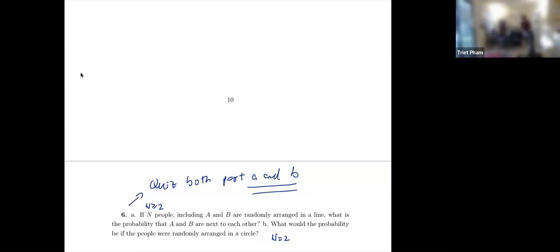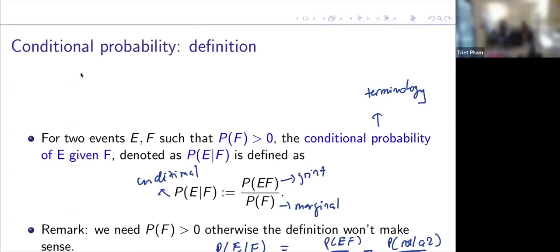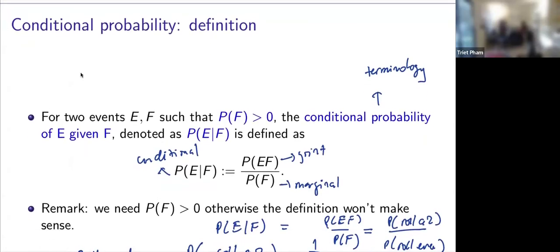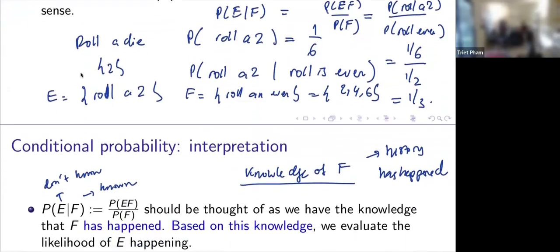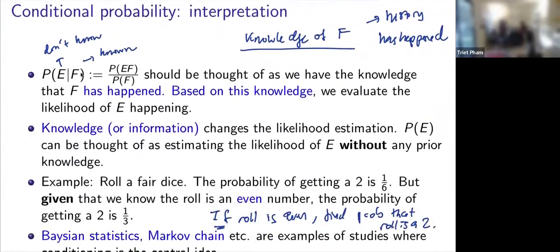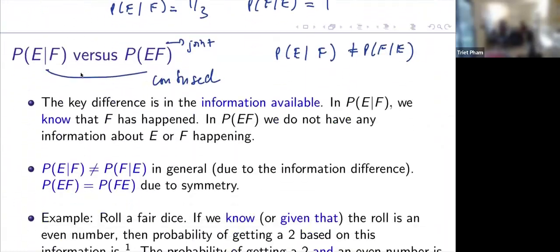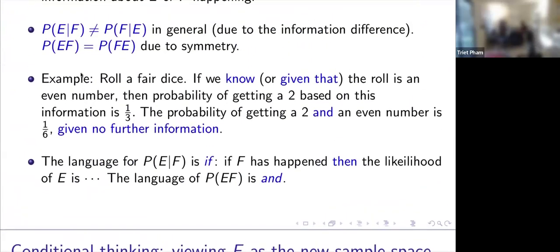Okay, let's continue. Is there any question before we continue? All right. So, as we mentioned, the language for conditioning is if, while the language of the joint is and. We talked about this before.